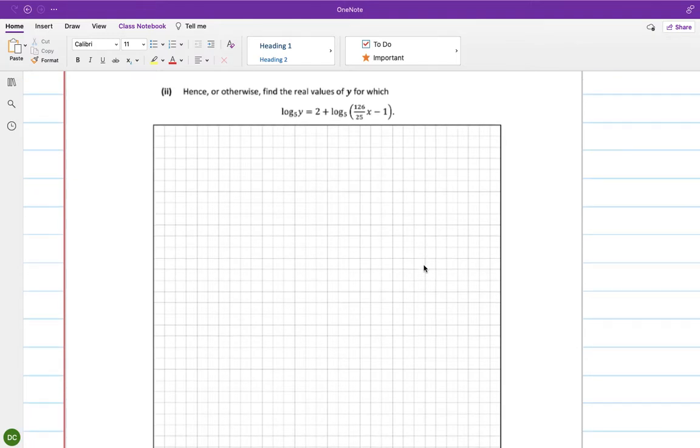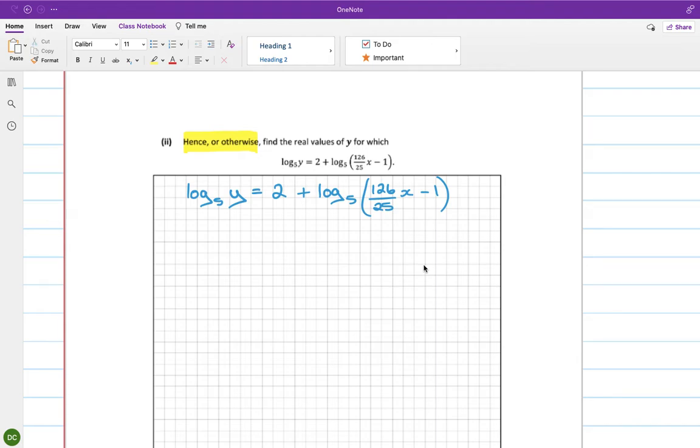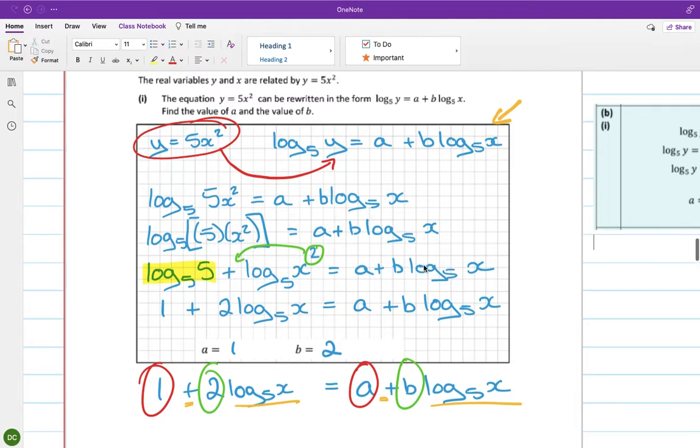Right, let's have a look at this one. Hence or otherwise. Oh, hence again. Hence or otherwise means something we learned up above might be of use here. Hence or otherwise, find the real values of y for which log to the base 5 of y equals 2 plus log to the base 5 of 126 over 25x minus 1. I'm just going to write this down.